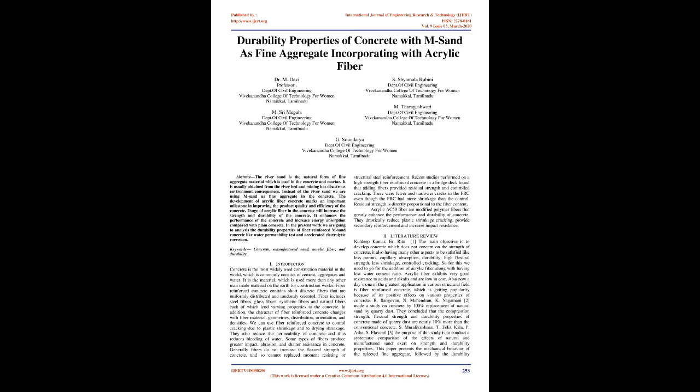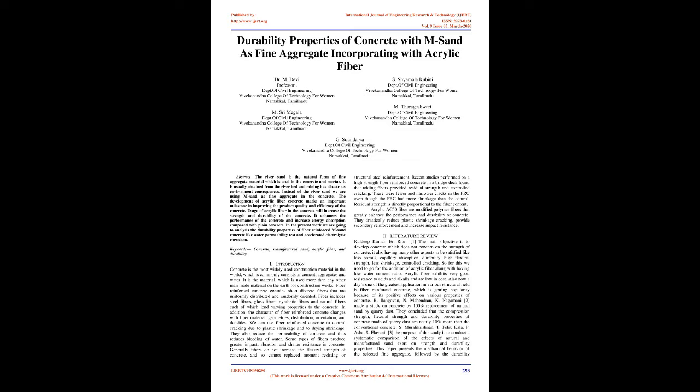Introduction. Concrete is the most widely used construction material in the world, which commonly consists of cement, aggregates, and water. It is the material which is used more than any other man-made material on the earth for construction works. Fiber-reinforced concrete contains short discrete fibers that are uniformly distributed and randomly oriented. Fibers include steel fibers, glass fibers, synthetic fibers, and natural fibers, each of which lends varying properties to the concrete. In addition, the character of fiber-reinforced concrete changes with fiber material, geometries, distribution, orientation, and densities.